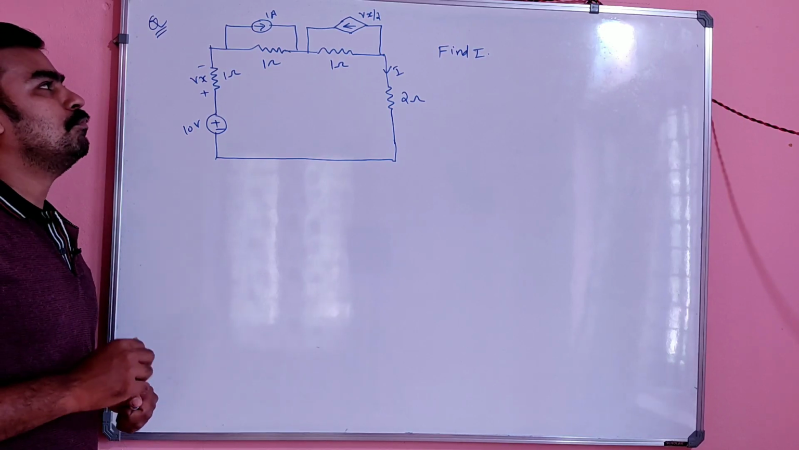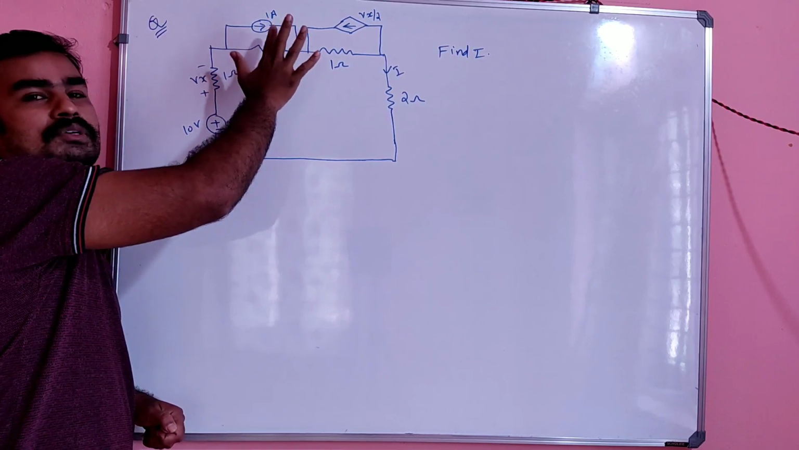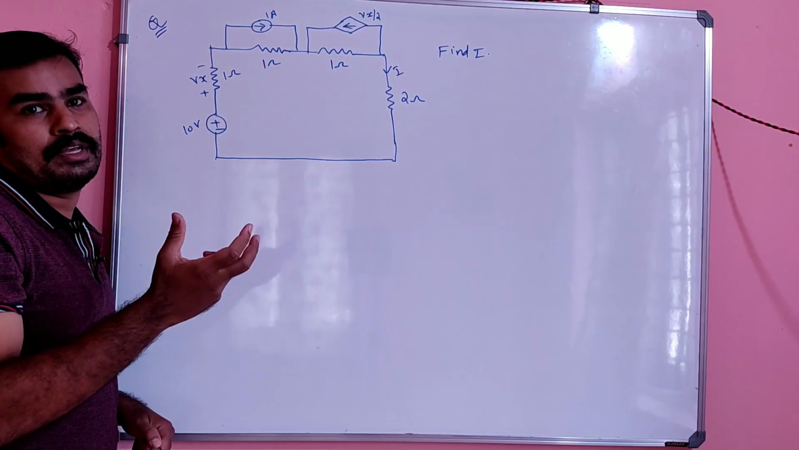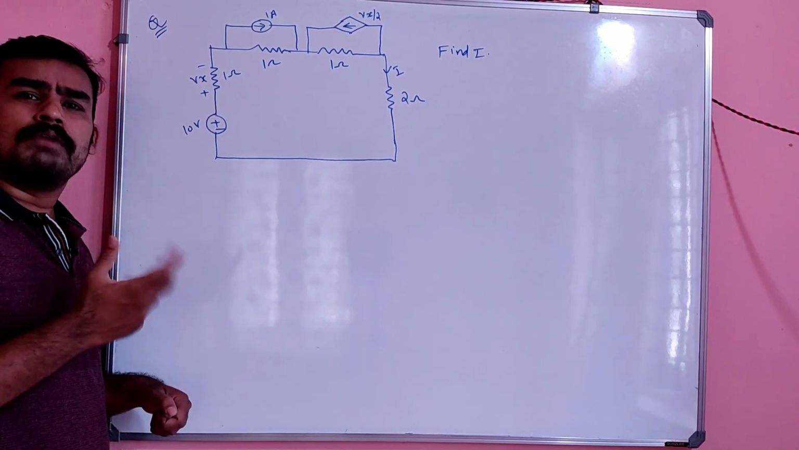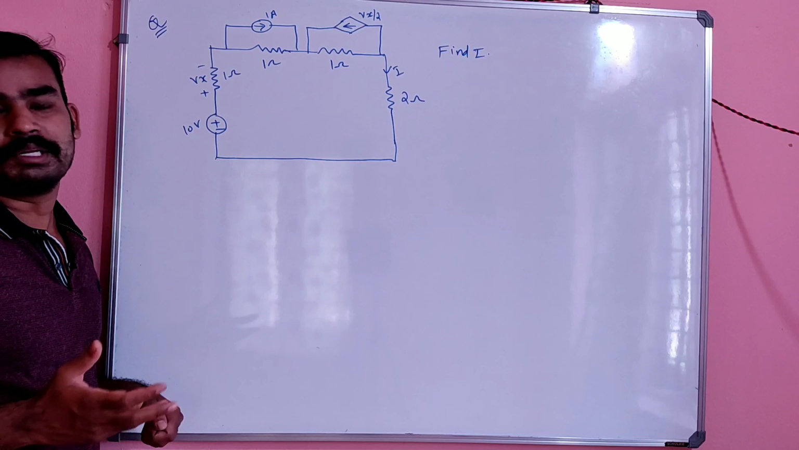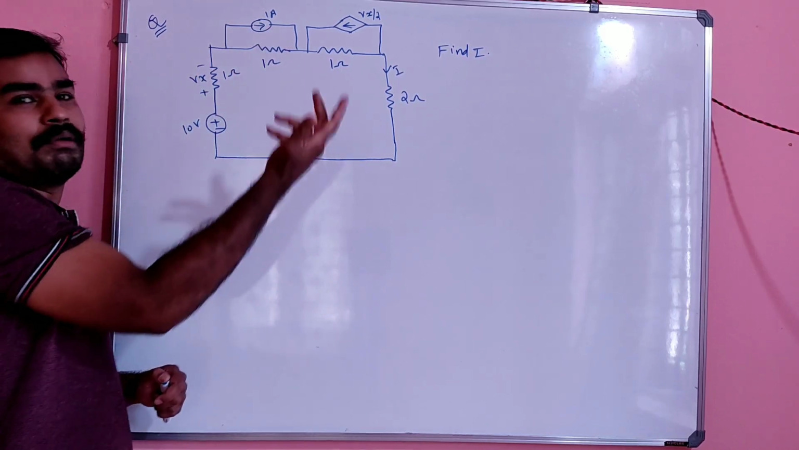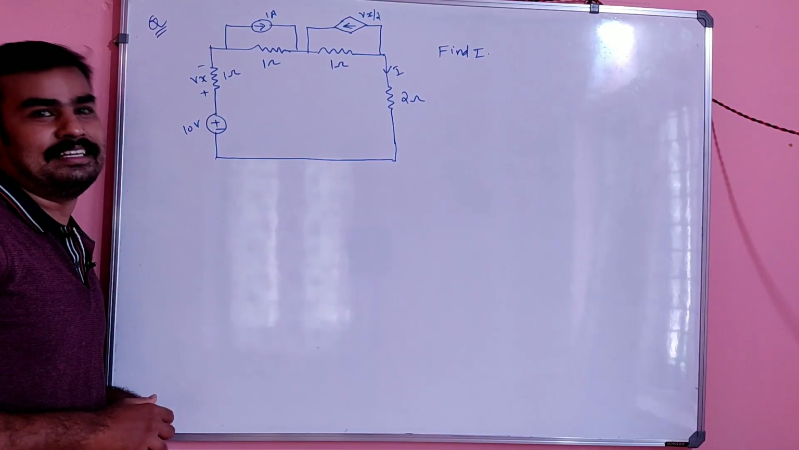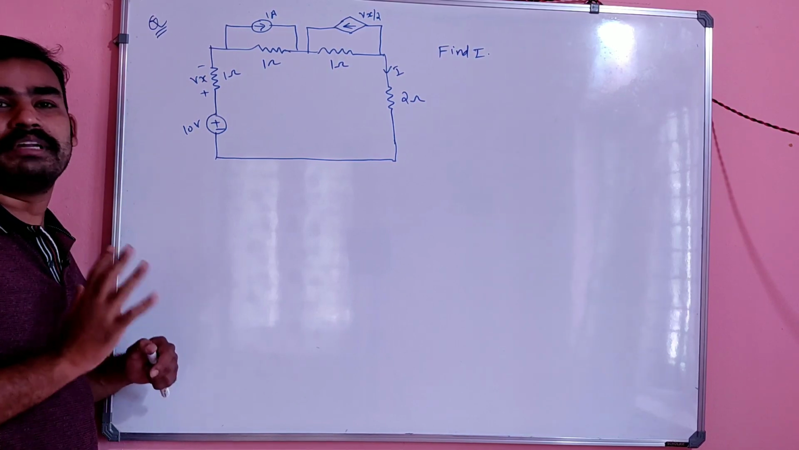And you know that whenever you see a current source in parallel with a resistor, or a voltage source in series with a resistor, you have to perform the source transformation technique, because it is very easy to solve a series circuit rather than a parallel circuit. That basic idea you have to know. So this is a parallel circuit, so you have to convert it into series. Again, this is a parallel circuit, so again you have to convert it into series. That is a very important factor you have to keep in mind.